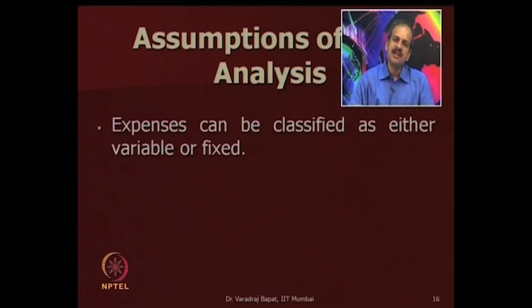The first assumption which is used in CVP is that the costs can be divided as fixed and variable. Here we are assuming that all costs can always be identified with this character. It will be either fixed or variable. If it is semi-variable, it will be again subdivided and can be classified as fixed and variable.